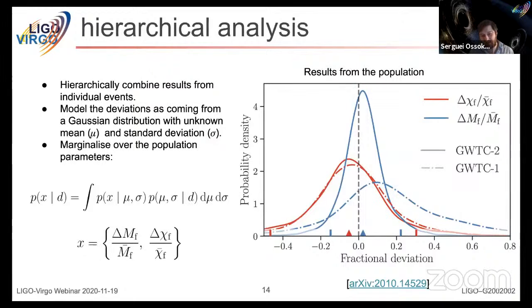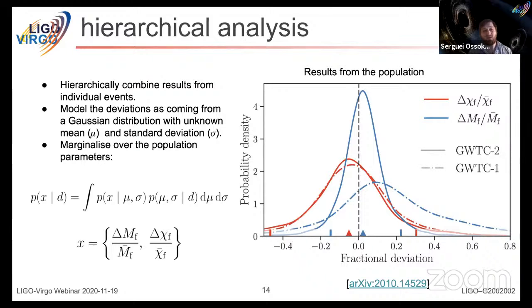Here, x represents either delta mf over mf or delta kf over kf, and we do the analysis separately for the two deviation parameters. The results are shown in the figure on the right. Here, the solid lines are the results from GWTC2, while the dot-dash lines are for GWTC1. We find that the results are completely consistent. So the fractional deviations are consistent with 0, that is with general relativity, and compared to GWTC1, the posterior for the final mass is slightly narrower. So we have improved the accuracy of this test.